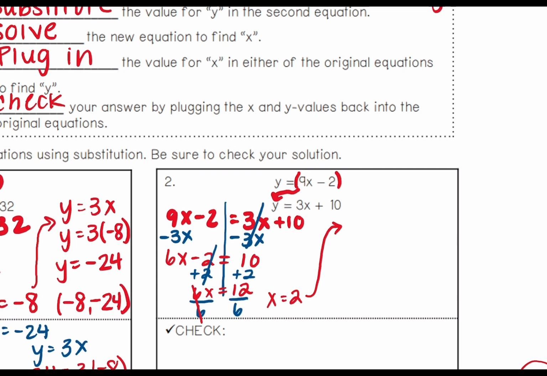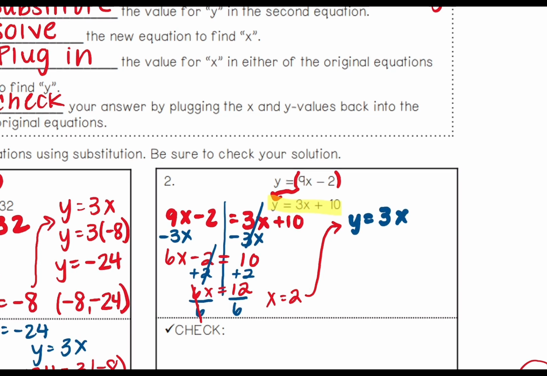Kind of a lot of steps, but now we also have to plug it back into one of my equations. I think I'm going to choose the second equation. You can choose either one. The second one, maybe like I'm multiplying by 3 instead of multiplying by 9. That might be a little bit easier. So now I'm going to put it into this equation. Y equals 3x plus 10.